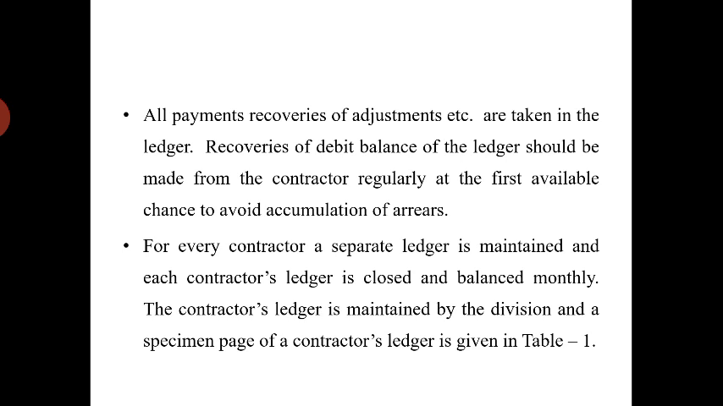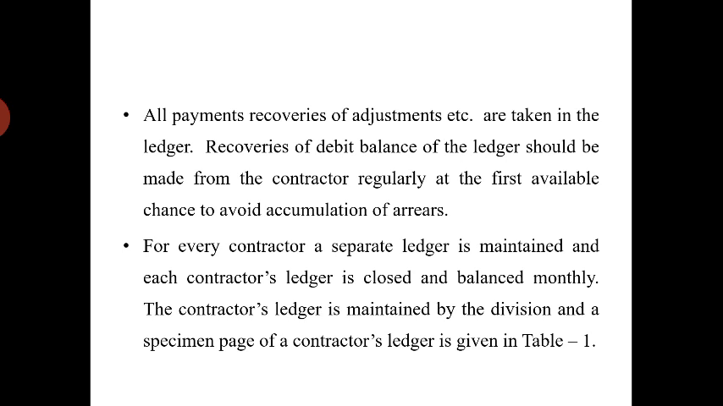Normally we can call it a contractor ledger, and there he has to sign it, saying that this is the amount which is pending and this is the work which is pending. It has to be monitored regularly by the section officers as well as the AEs. For every contractor a separate ledger is maintained, and each contractor ledger is closed and balanced monthly.